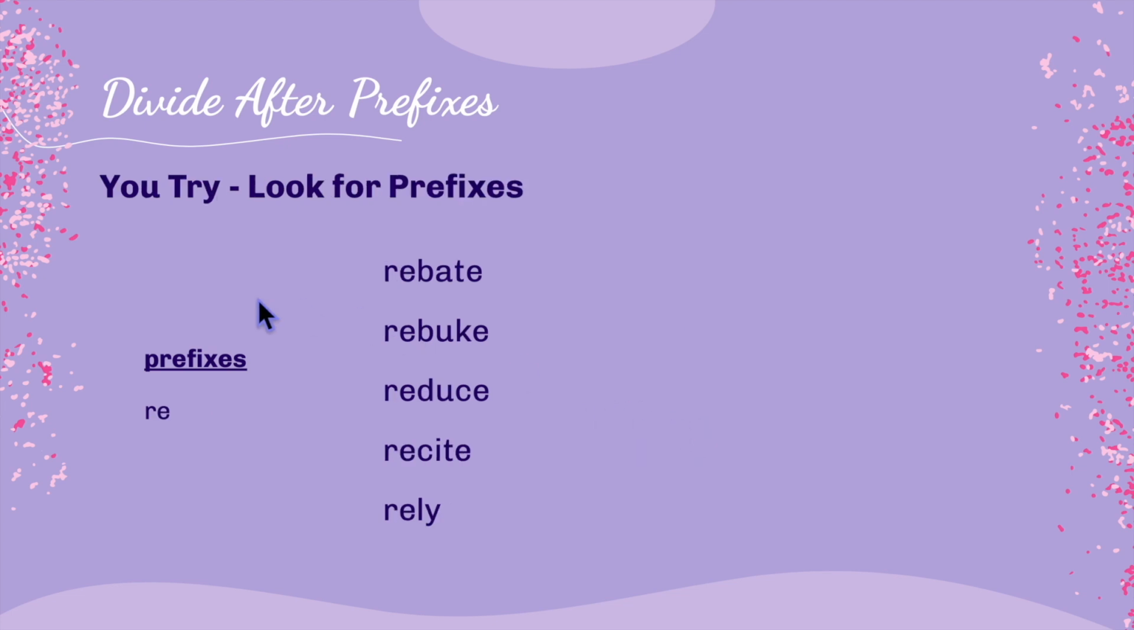You try with these words. Divide after the prefix re. We've divided after re. Remember that C followed by an E, I, or Y will have its soft sound of S. So we have rebate, rebuke, reduce, recite.